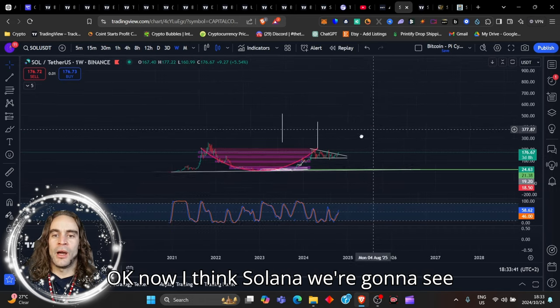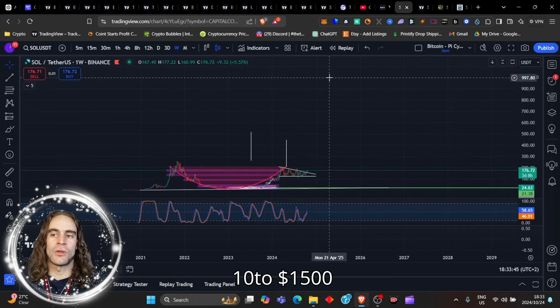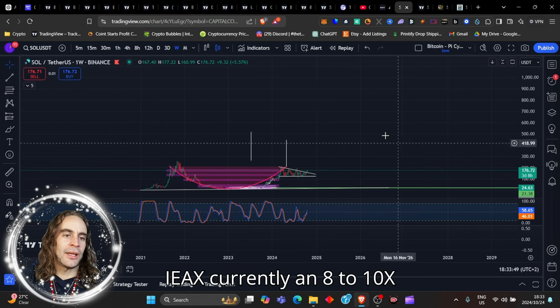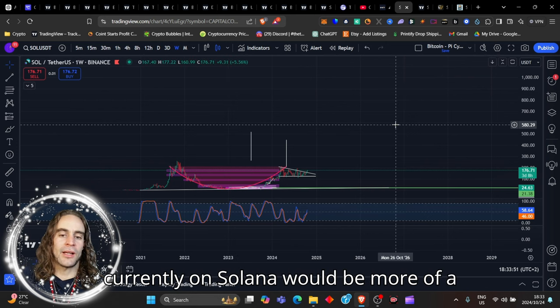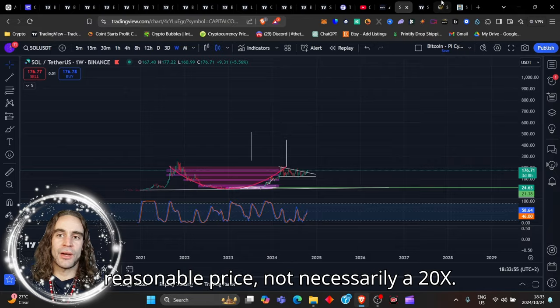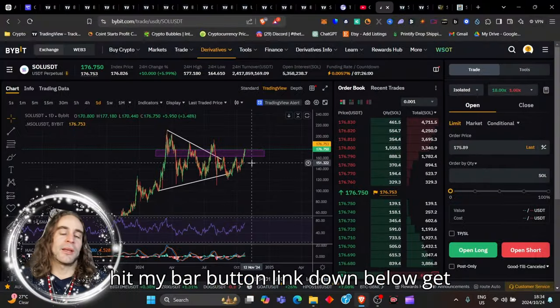Okay, now I think Solana, we're gonna see some massive prices, but I think $1,000 to $1,500, i.e. an 8 to 10x currently on Solana would be more of a reasonable price, not necessarily a 20x.